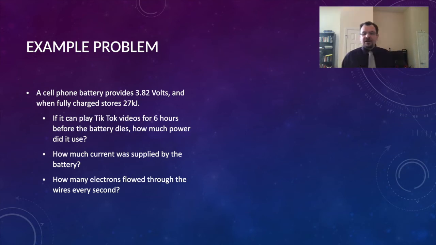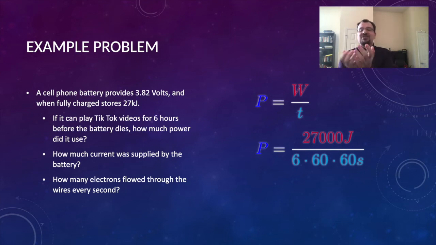Power is work over time, and the work that we're going to be using here is that change in energy. So we need to take that change in energy and divide that by the total time. 27 kilojoules, it's 27,000 joules of energy that this battery can hold, and it's going to be using that over a period of 6 hours. So that's going to be 6 hours times 60 minutes in an hour, and then times 60 seconds. When we do that math, we end up with the cell phone only using about 1.25 watts.